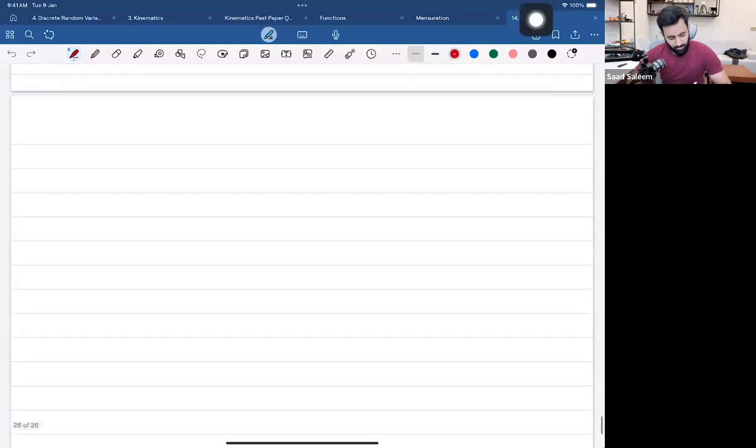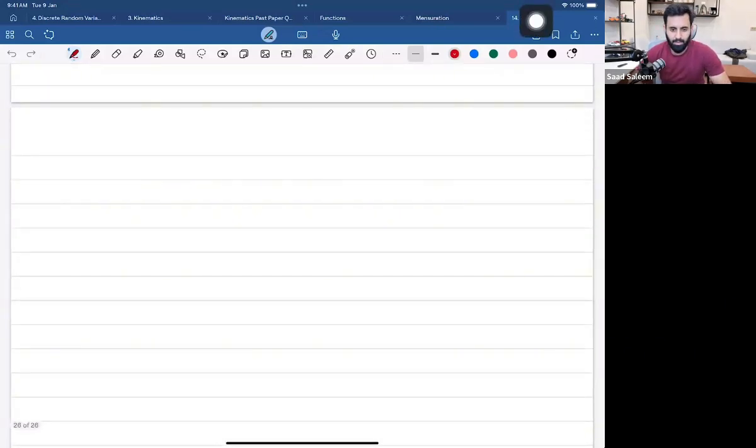Now, this is officially not really part of functions. You can treat it like a separate chapter, but I like to cover it with functions because there are some questions related to domain and range in this chapter. That's why. So this is the modulus slash absolute function.